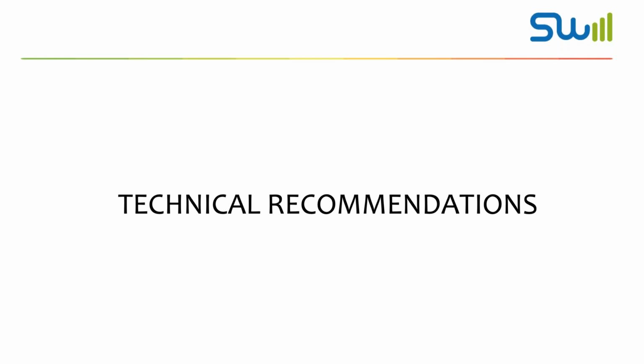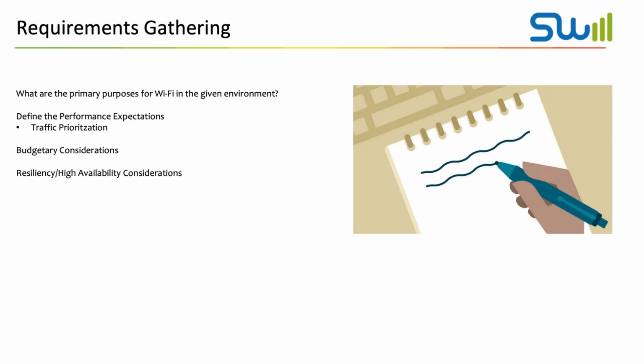Cool. So we'll just move on to some technical recommendations from our experiences in the space that we work with. When we talk about technical recommendations, requirements gathering is one of the most important things as you design your network: understand the requirements. Part of that is understanding what the primary purposes for Wi-Fi are in that given environment. So what do we hope to solve with that Wi-Fi network? Amit, in your case, what are some of the purposes or use cases for your wireless network? I know you mentioned a few.